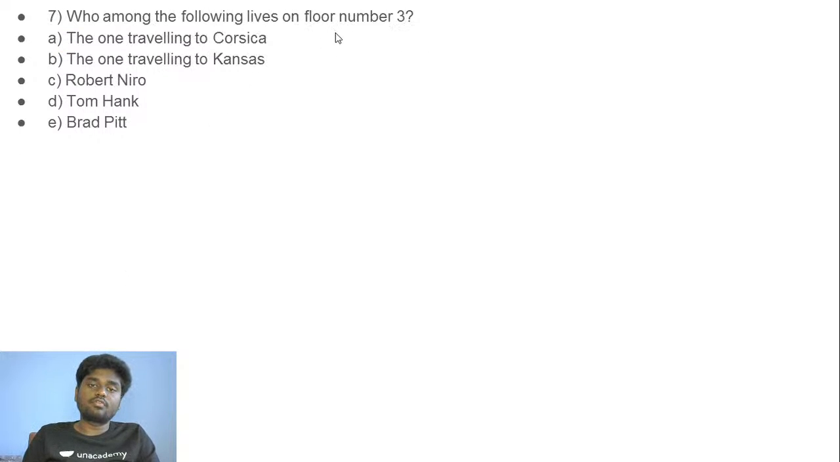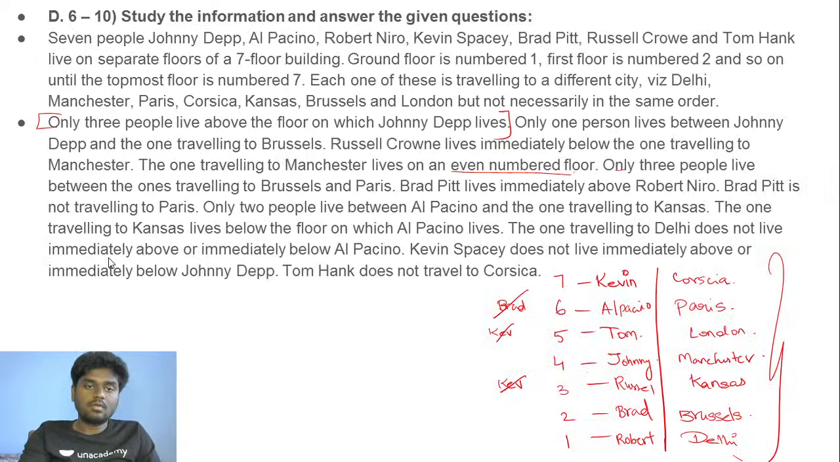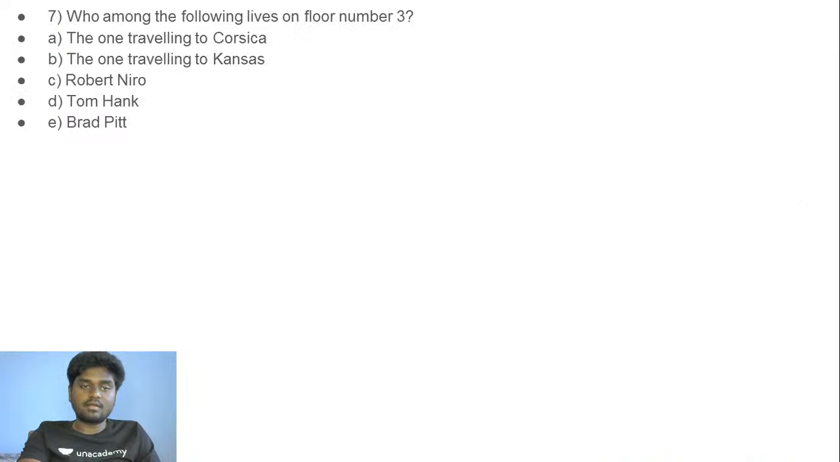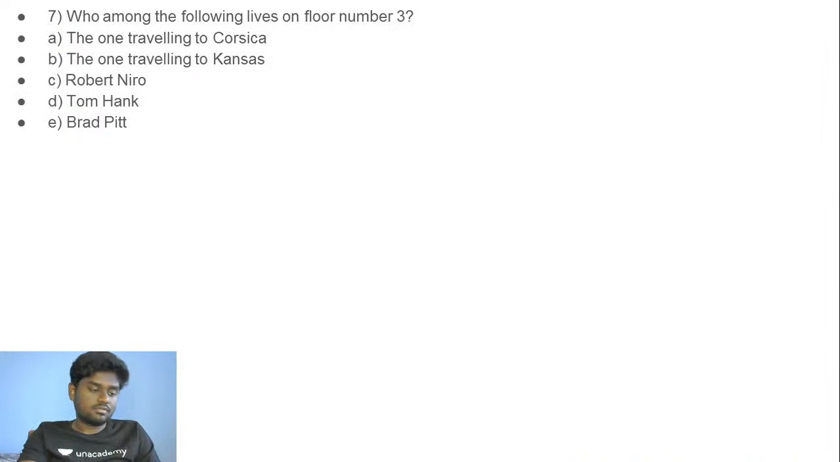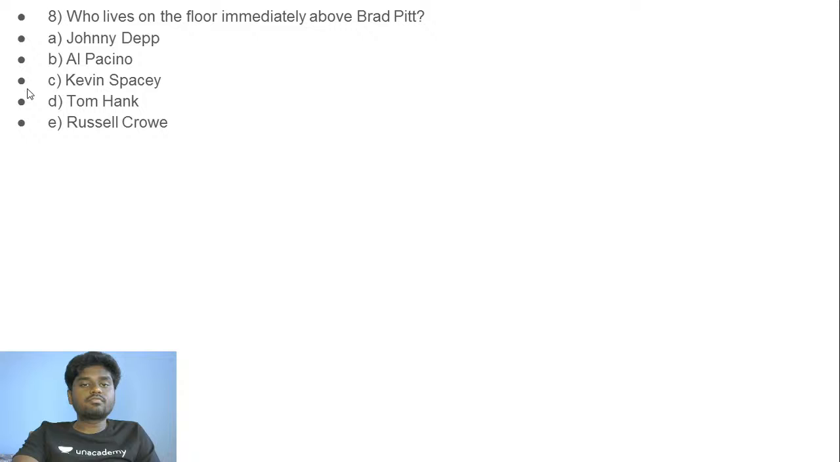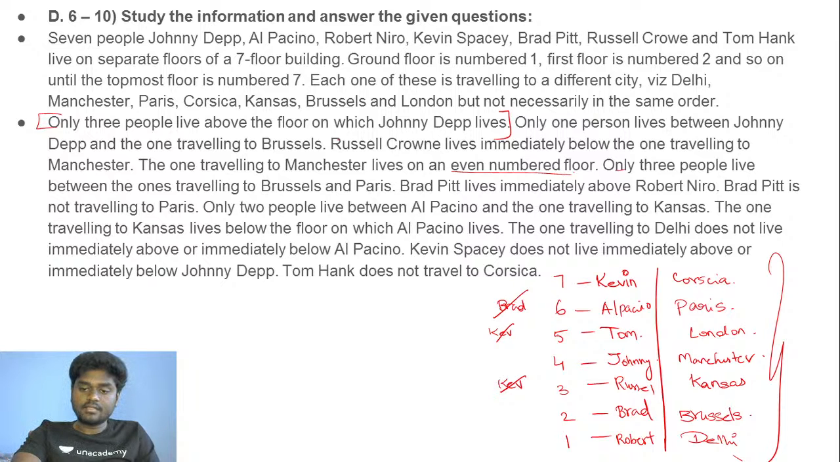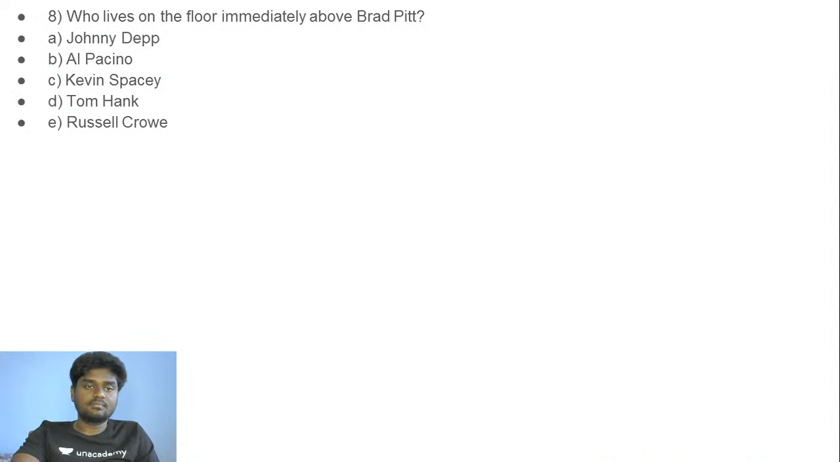Who among the following lives on the floor number 3? So on the floor number 3, it's going to be Russell. Russell is nothing but the one who is traveling to Kansas, right? So it's going to be option B for the seventh one. And the next thing, who lives on the floor immediately above Brad Pitt? So immediately above Brad Pitt, if you see, it is Russell who's traveling to Kansas, right? So it's going to be option E.